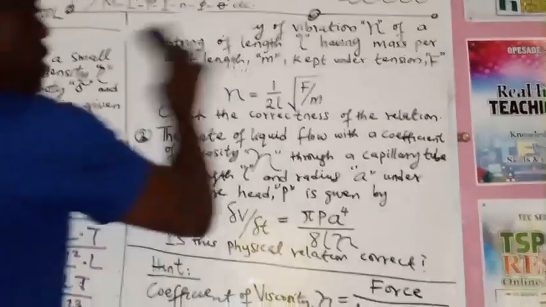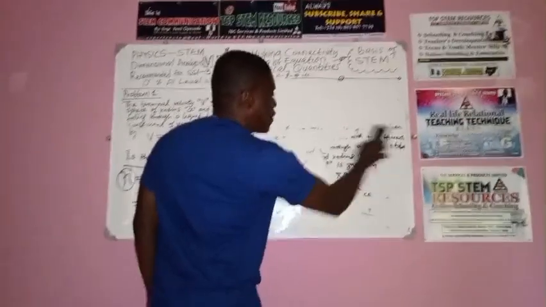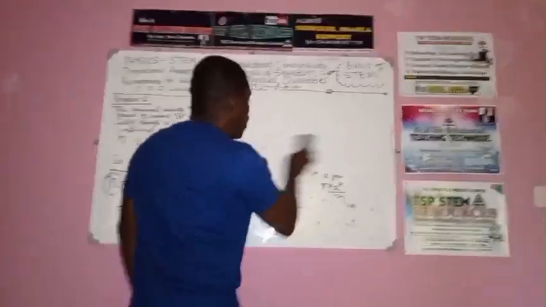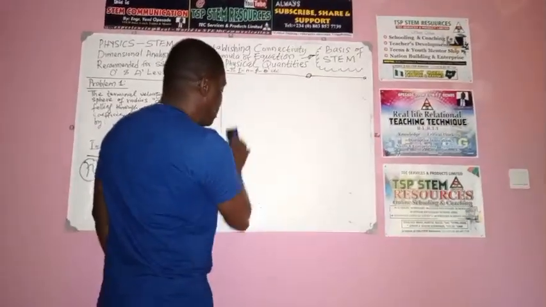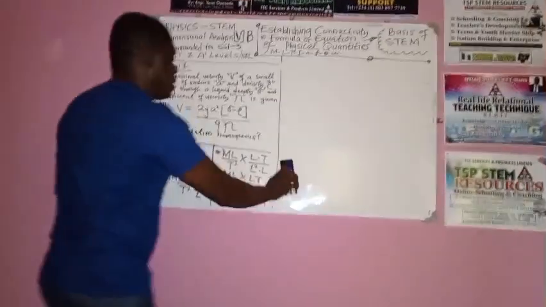So, how to clean this so that I can have space to solve that problem. We already know the dimension of our coefficient of viscosity. Okay? So let's see. Now let's look at the problem that we have.